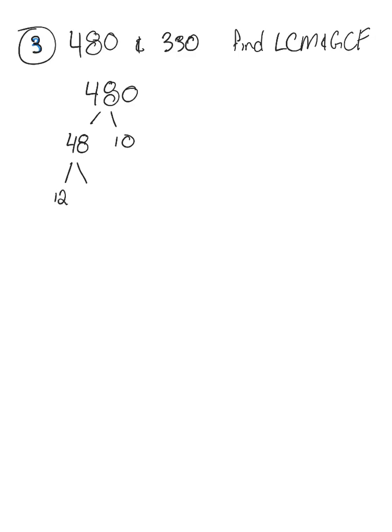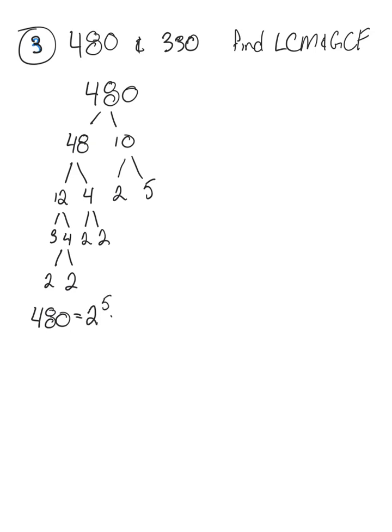12 times 4, and 10 equals 2 times 5. So 48 can be divided into 3 times 4 and 2 times 2, which equals 2 times 2. So therefore, 480 equals 2 to the 5th times 3 times 5.